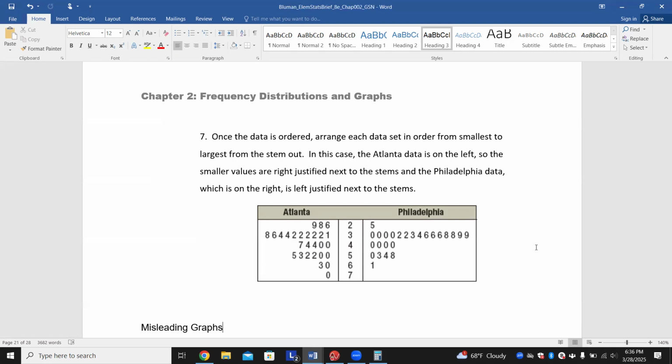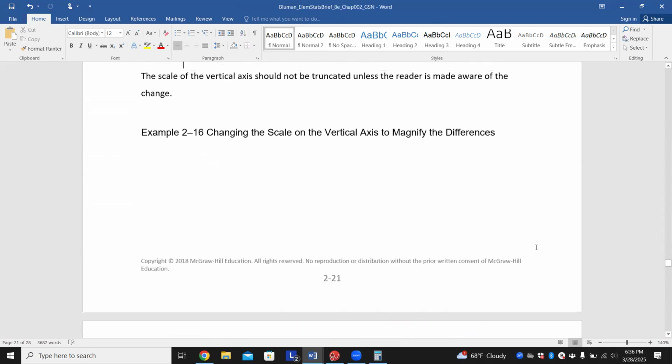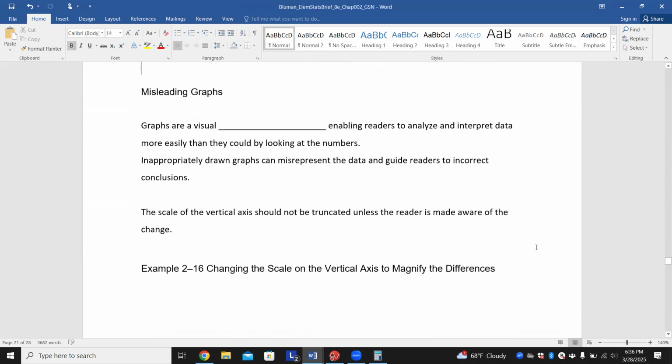So with that, we're going to go into what we call misleading graphs. Again, this is what you see mostly on any type of news or any product that people are trying to sell you. So graphs are a visual representation enabling readers to analyze and interpret data more easily than they could by looking at the numbers. Inappropriately drawn graphs can misrepresent the data and guide readers to incorrect conclusions.